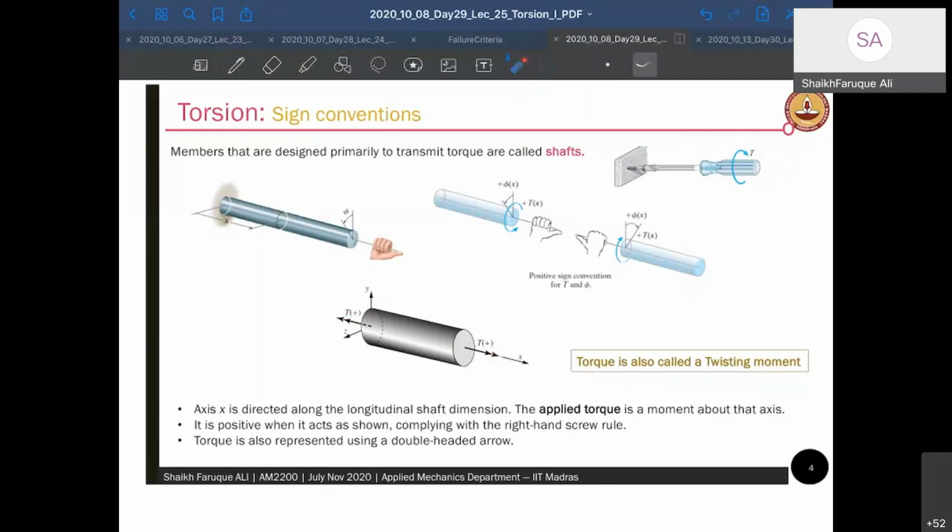So we have to be careful with this. The torsion is positive when it acts as shown, complying with the right hand corkscrew rule. I will tell you it is always positive when it acts away from the cross section. So for one cross section it will be positive, for the other cross section it can be negative. So please pay attention to that side.